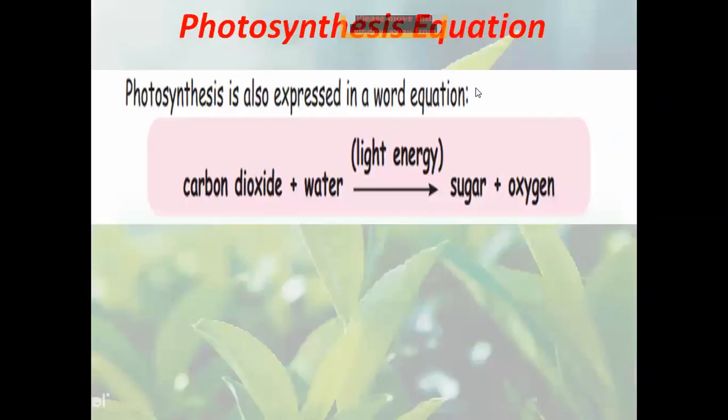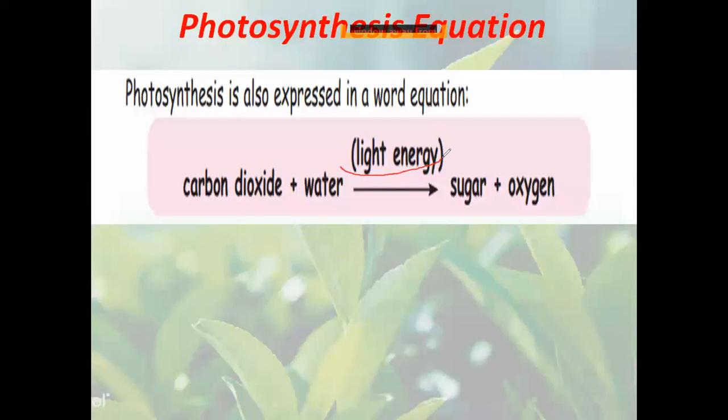Okay, let's continue. This is the word equation of the photosynthesis. Why do we call it word equation? Because it's composed of words. So here, carbon dioxide, I can't write it CO2. Why? Because it's a word equation. If I ask for the word equation, you can't write carbon dioxide as CO2. You have to write carbon dioxide plus water. It gives what? It gives sugar and oxygen, but we have to put light energy. If we didn't put the light energy, it would be wrong.